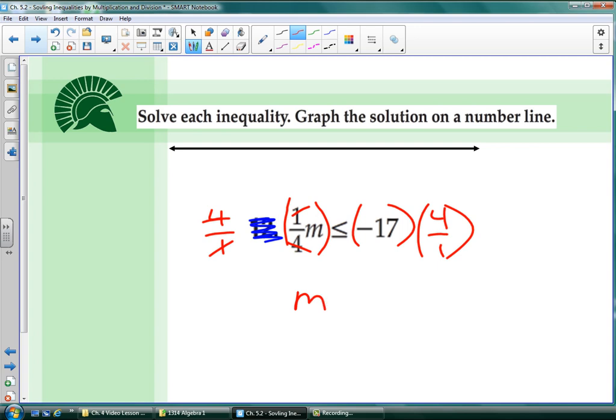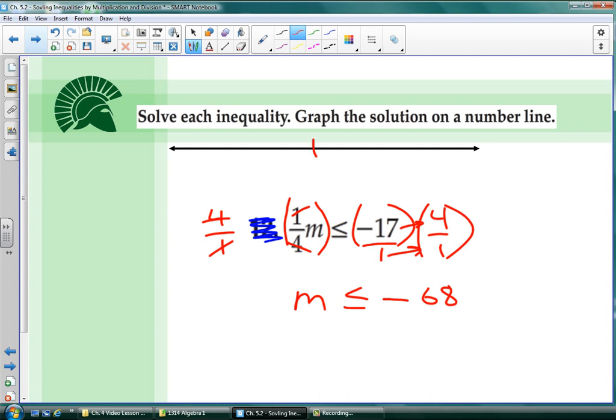We end up with m is less than... when we multiply a whole number by a fraction, we multiply straight across. So negative 17 times 4 is negative 68. Now that we have this, notice I didn't flip my inequality sign because I wasn't multiplying by a negative. I was moving a positive number, and that's why I still have my inequality sign preserved.